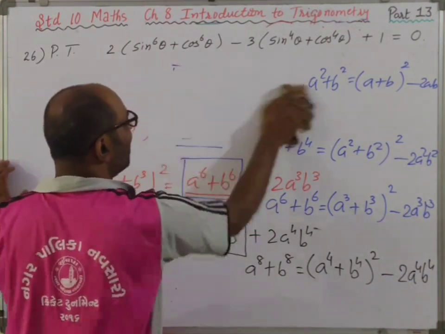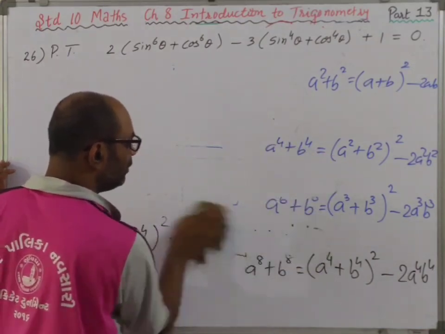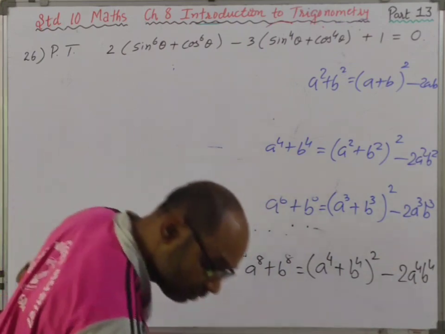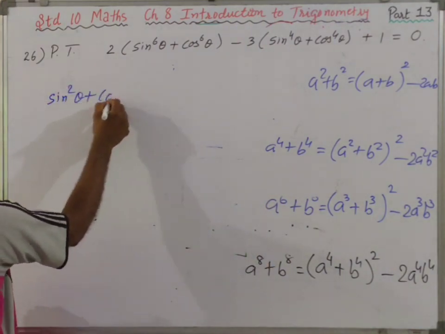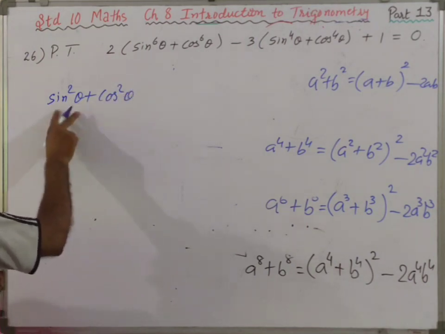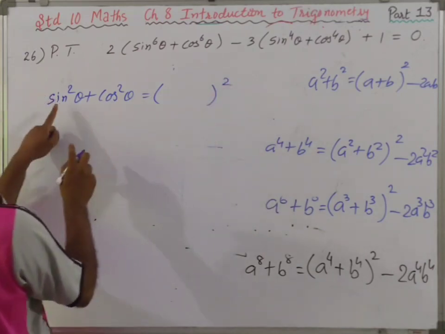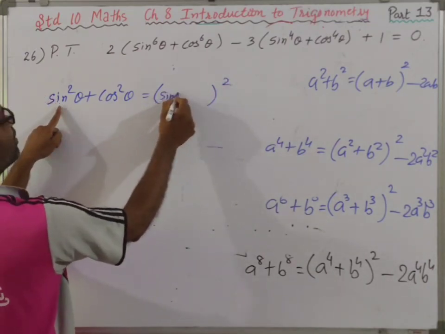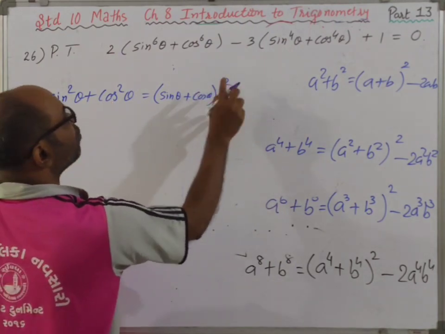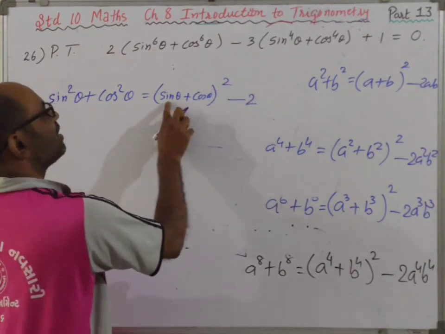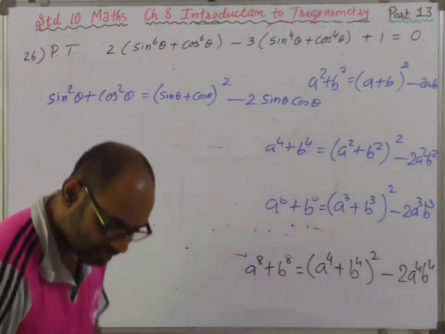If that is clear, please see what I am doing next. What is sine square theta plus cos square theta? Sum of perfect squares. You can say whole square, of what? The square root of these. That is sine theta plus cos theta, the square root of cos square theta. So here minus 2 times sine theta into cos theta.